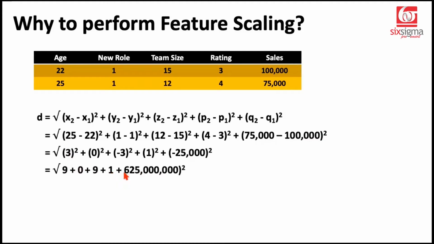Let's simplify this further. We've got the squared values here. Now, if you notice, which feature seems to be dominating the most here? The one which has the highest magnitude, which was in hundreds of thousands of dollars. Everything else becomes less important. So in a way, we are saying it is not important for us to look at how many people were there in a person's team. All that matters is the sales.